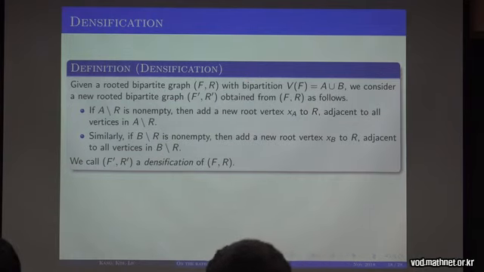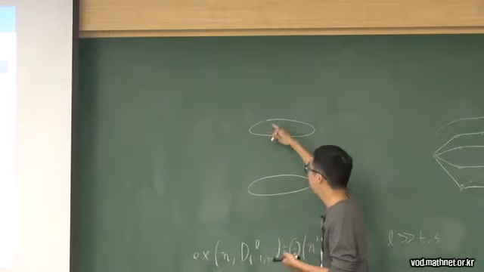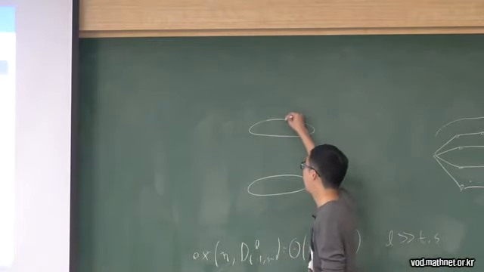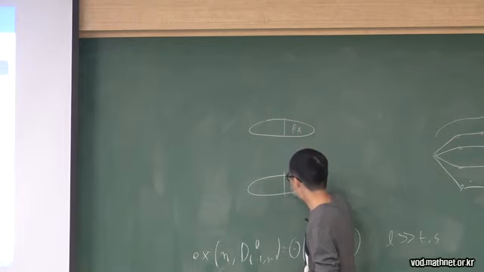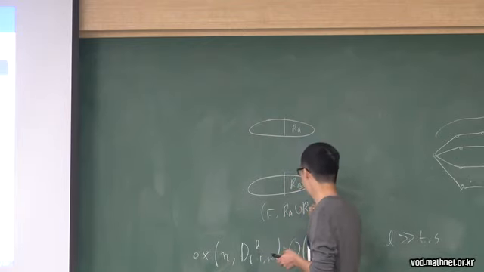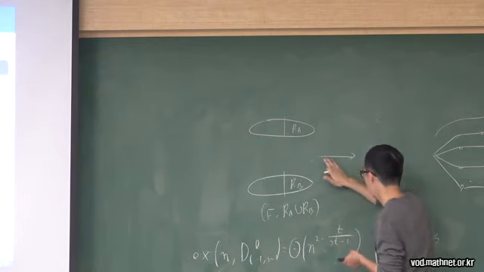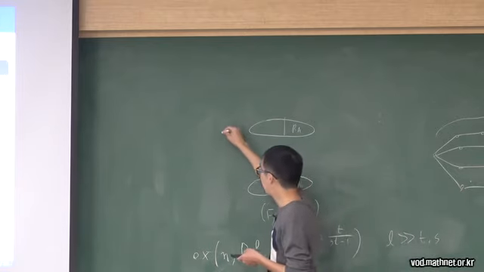To obtain other realizable numbers, we introduce an operation called densification. Here the definition looks very formal, but I will briefly describe it by drawing a picture. Given any rooted bipartite graph, here are the two parts of the bipartite graph. They have some root vertices on both sides, and we have this rooted bipartite graph. The densification operation is like this.